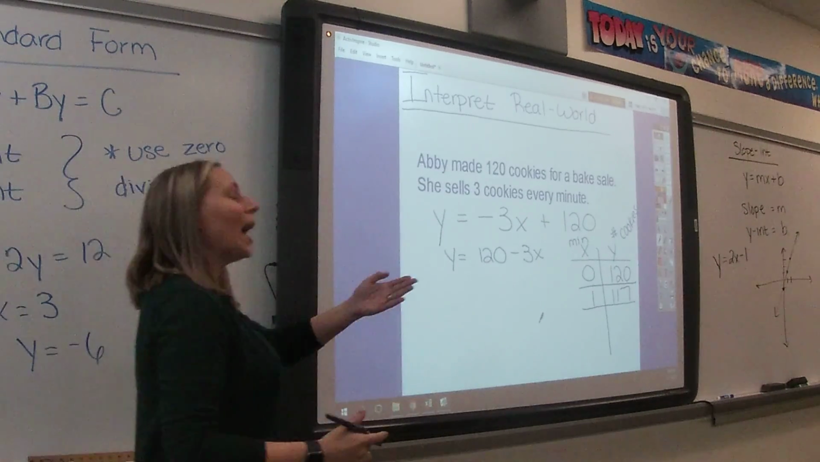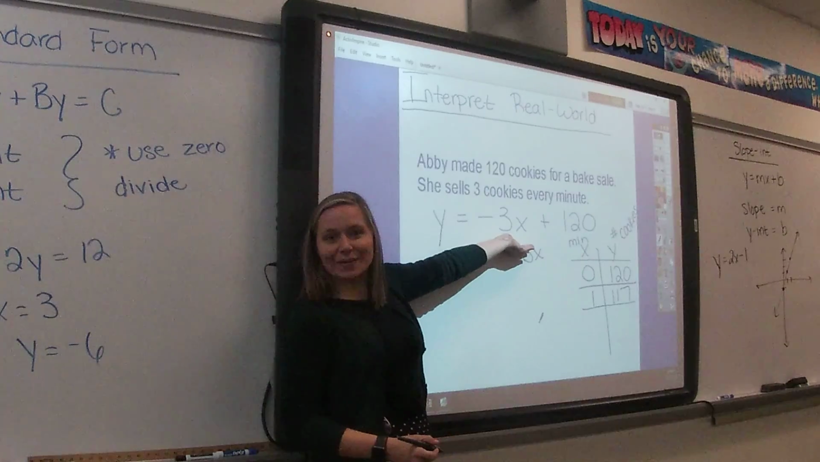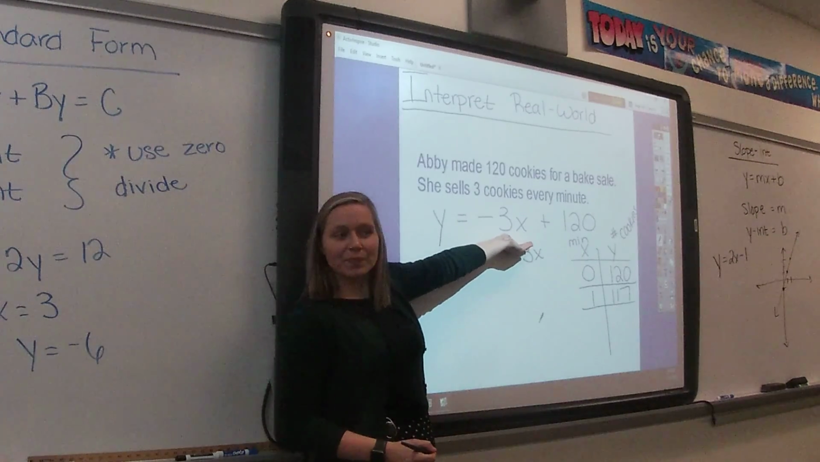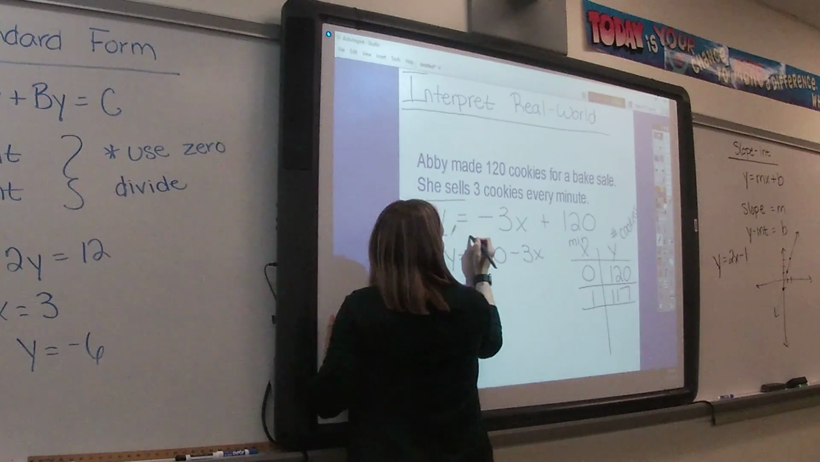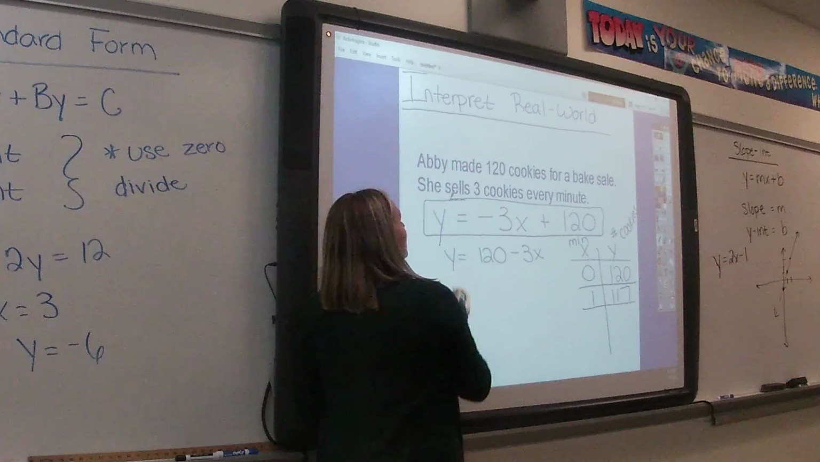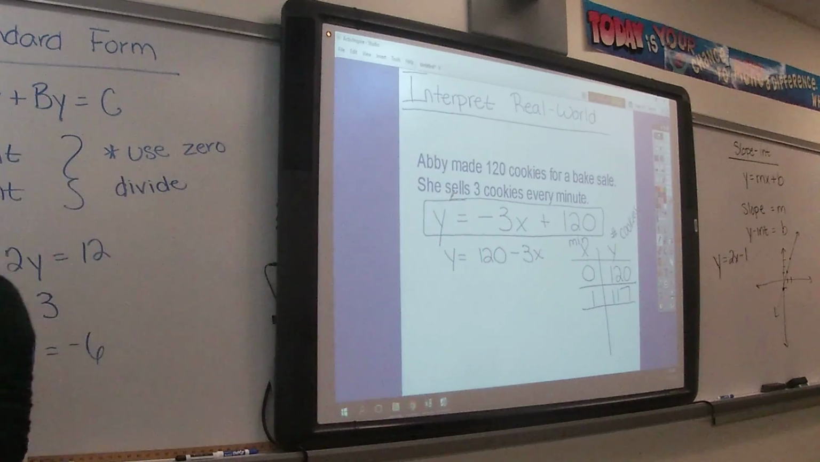We just don't write it in this form because slope-intercept form is like this, right? This is our correct way of writing an equation. So now we have an equation: y equals negative 3x plus 120. What does that y equals negative 3x plus 120 represent?